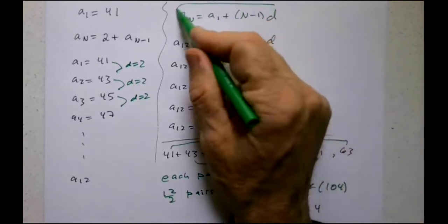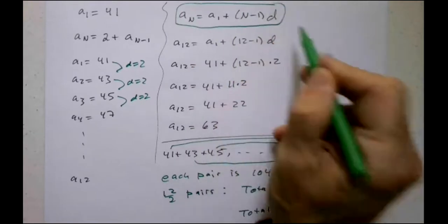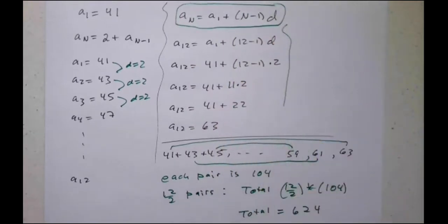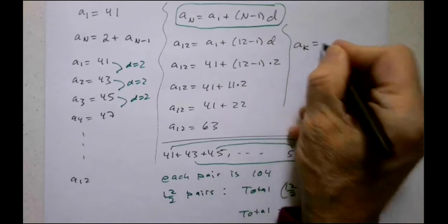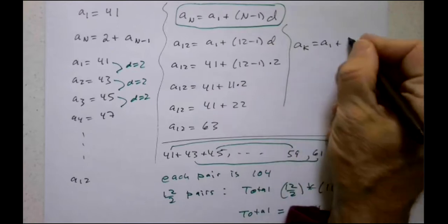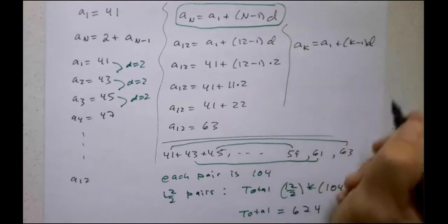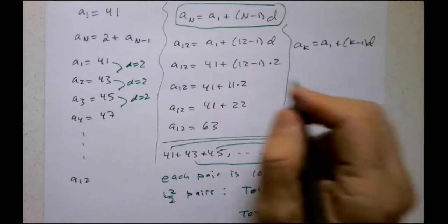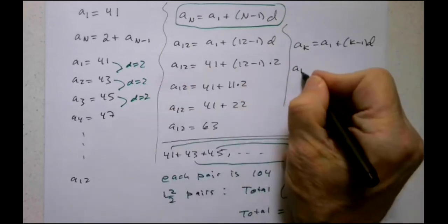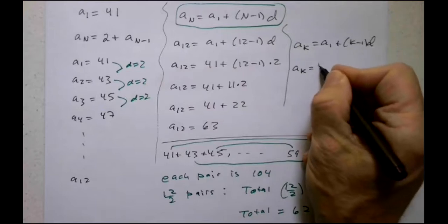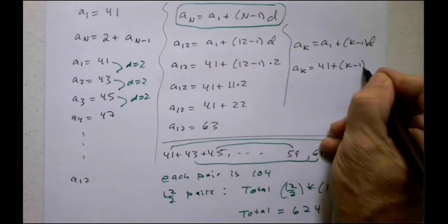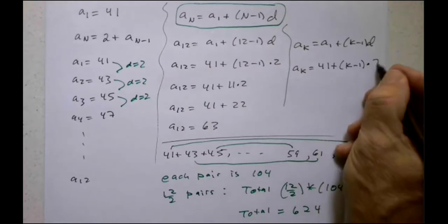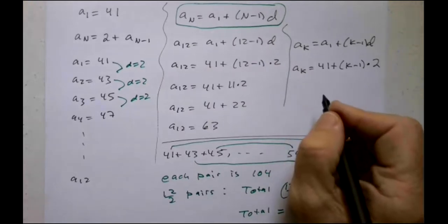Now let's see if we can get that in a similar fashion, because we have our formula here that says A sub n is A1 plus n minus 1 times d. How about A sub k then? If I use k, my preferred letter for using the calculator, A sub k would be A sub 1 plus k minus 1 times d. What's A sub 1? A sub 1 is 41. So A sub k is 41 plus k minus 1 times d. What's my common difference? Common difference is 2.